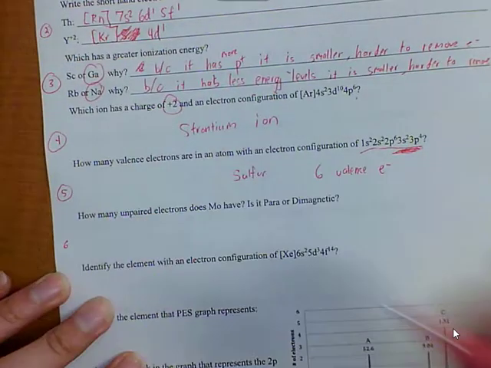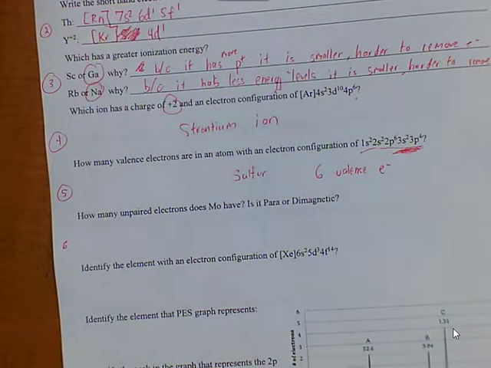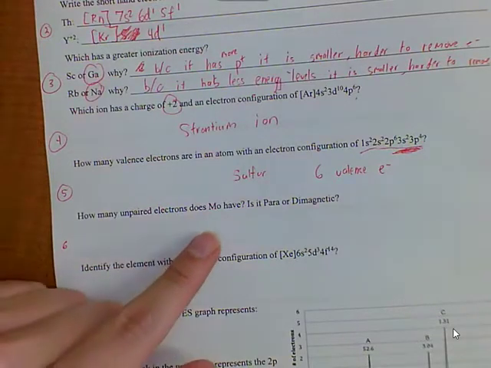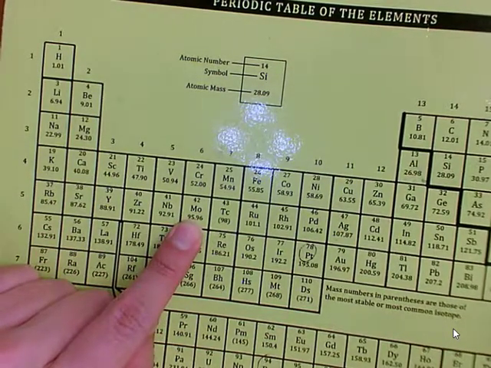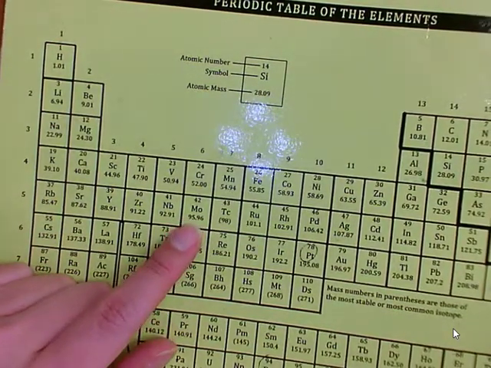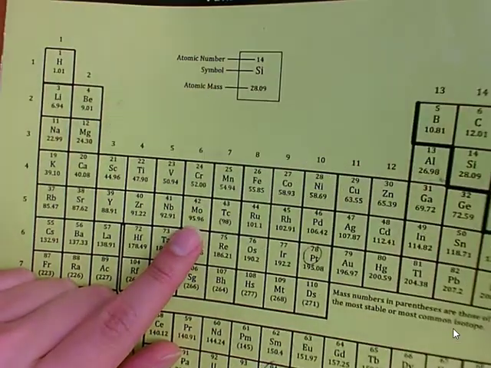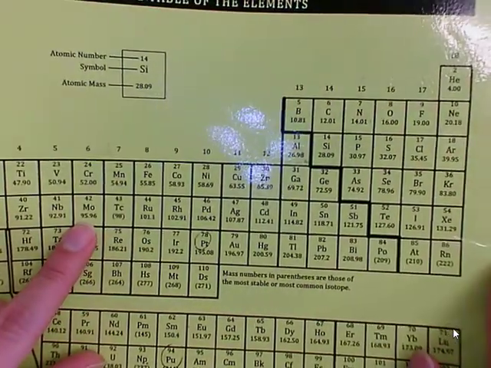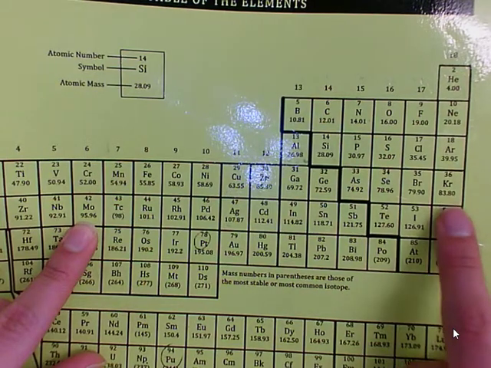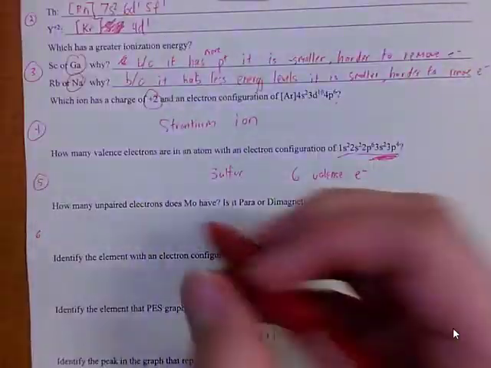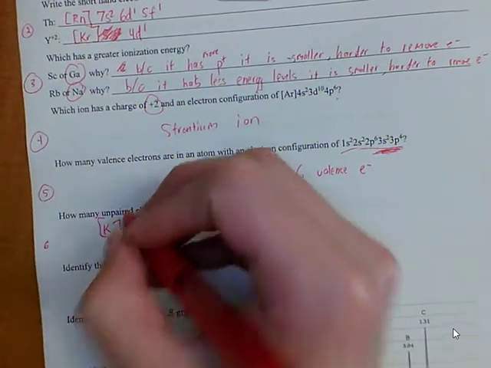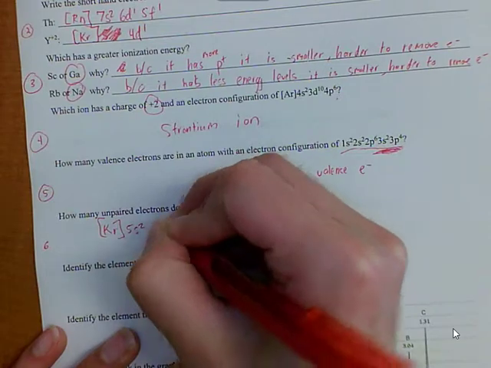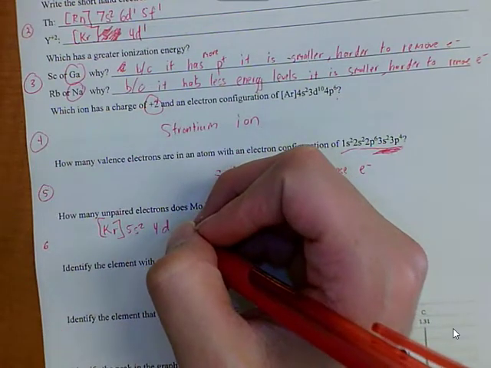Number 6. How many unpaired electrons does Mo have? And is it paramagnetic or diamagnetic? Okay, so Mo is right here. How many unpaired electrons? First step, write the electron configuration, shorthand, to make it easier. Before Mo comes Kr, so we're going to start with Kr and go to Mo. So if I'm doing that, it'll be Kr in brackets, then it'll be 5s2, 4d, 1, 2, 3, 4.